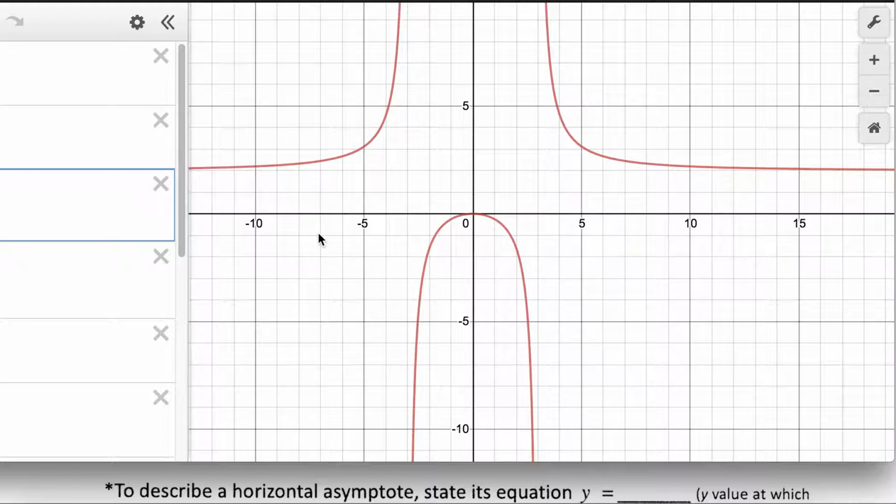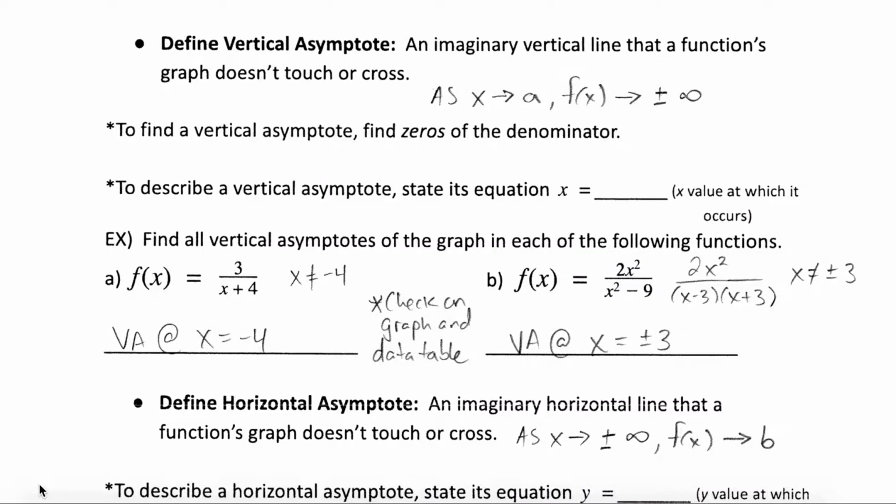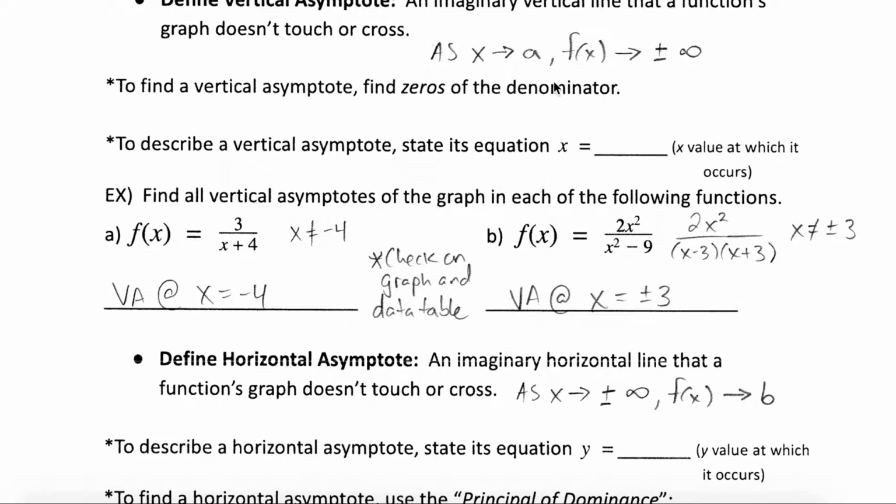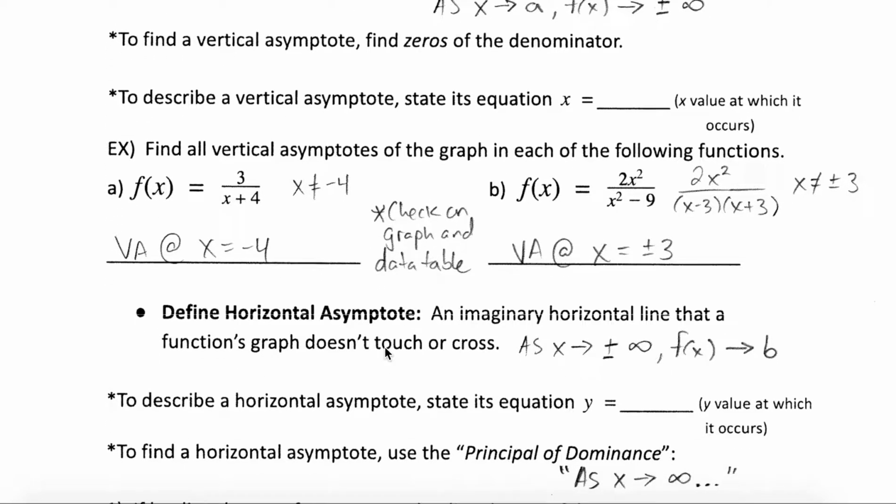Here's the graph of that function. Vertical asymptote happening here at negative 3, and over here at x equals 3. We do kind of see that we have a horizontal asymptote occurring, but we're not talking about that yet. We'll get there next. So again, vertical asymptotes occur where we have zeros of the denominator.